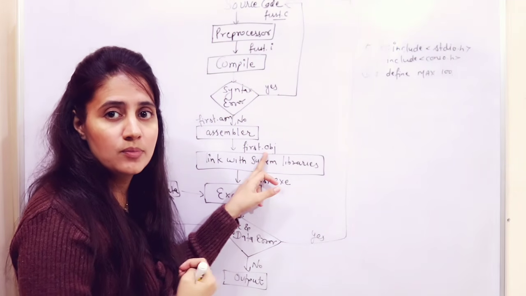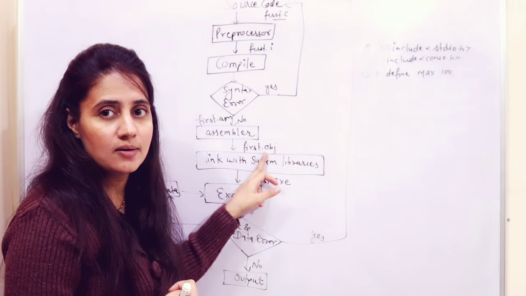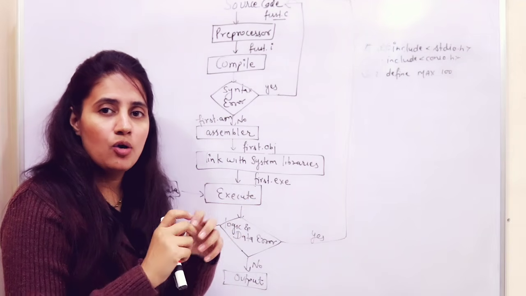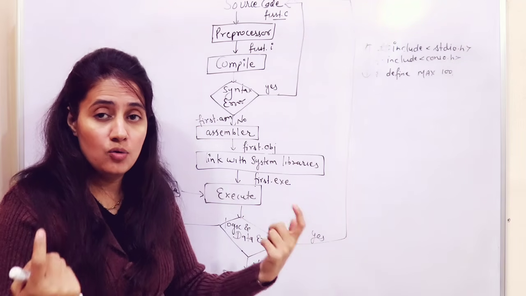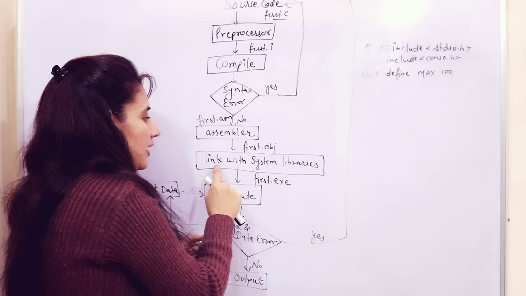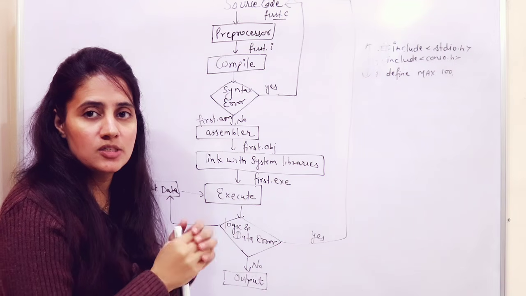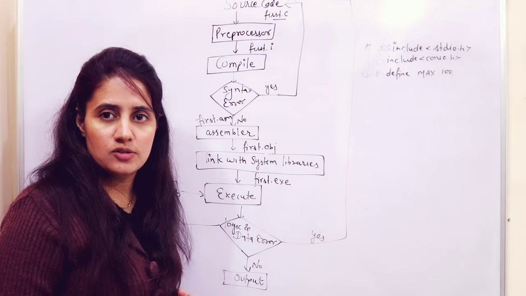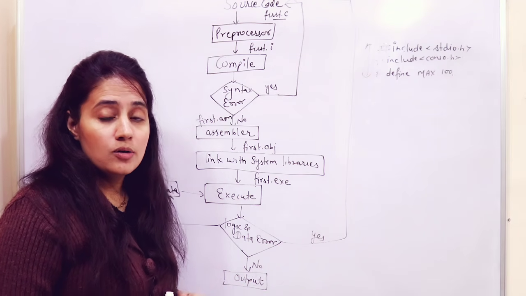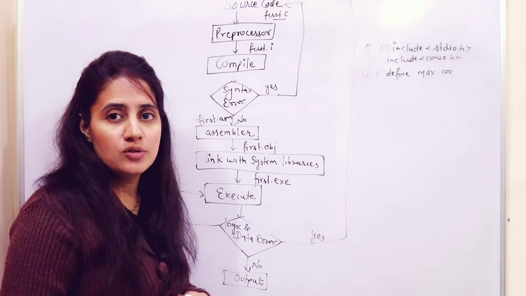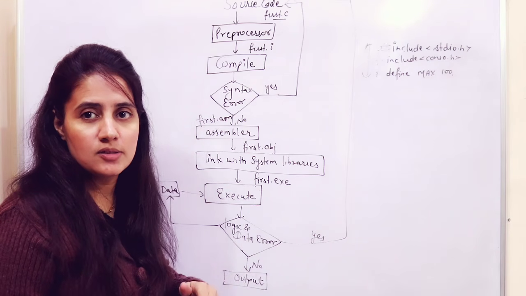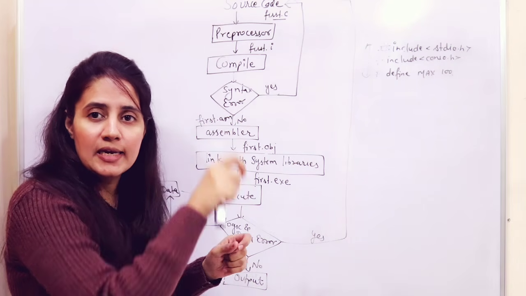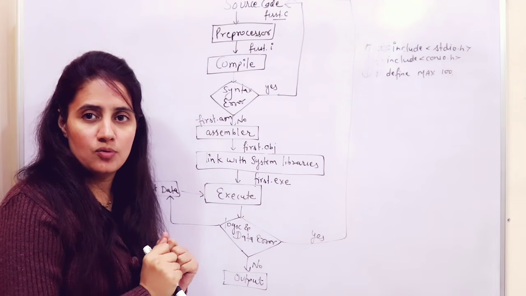Next comes the concept of linker. Now what will the linker do? Linker will link all the object code into one file and link it with system libraries. System libraries means, in system libraries we have the definitions of those predefined functions. Those definitions are not a part of our C program, they are part of C libraries, right? So now those definitions would be linked with our object code.